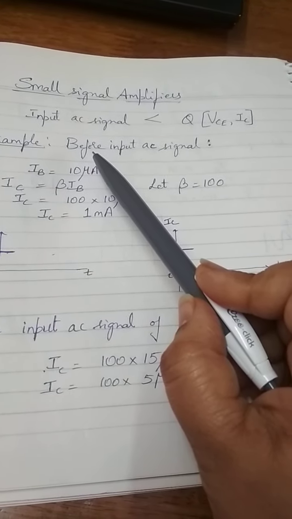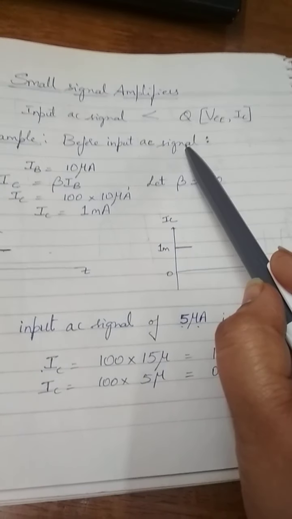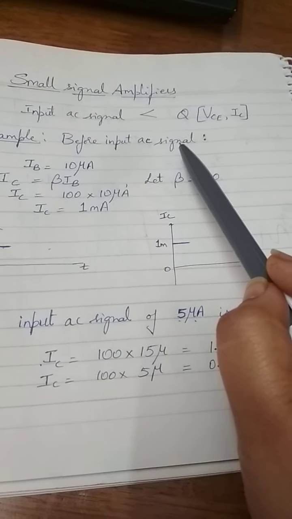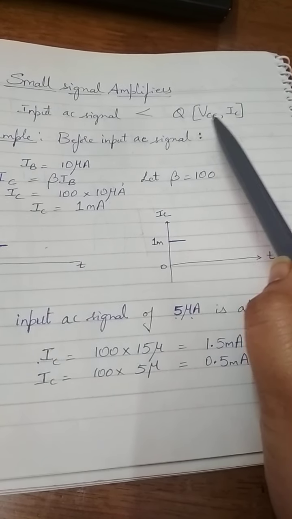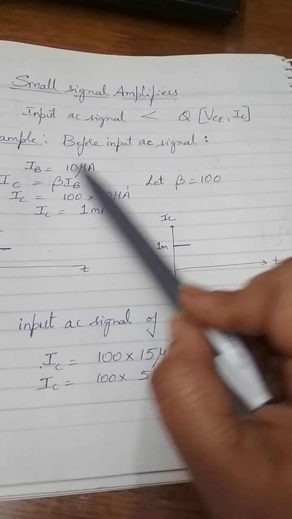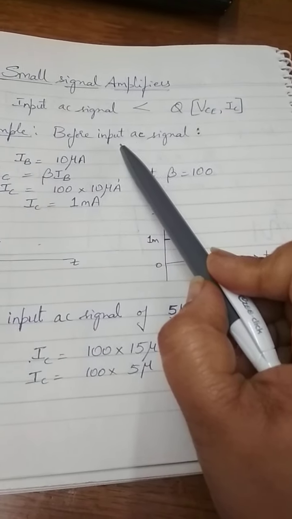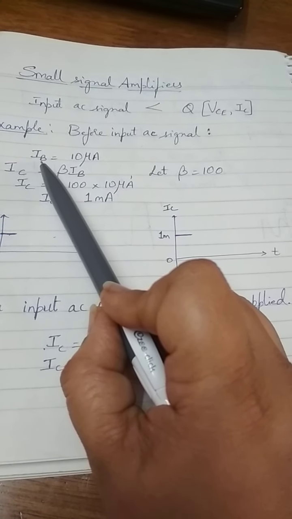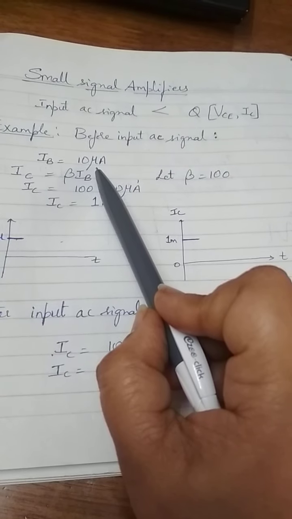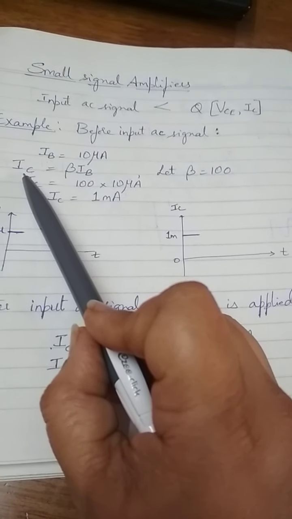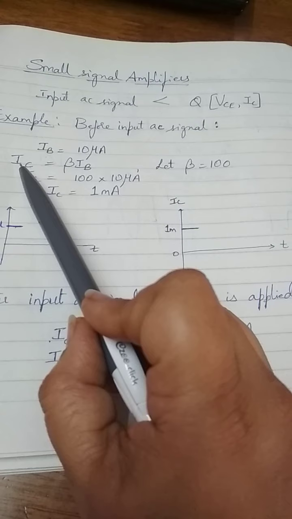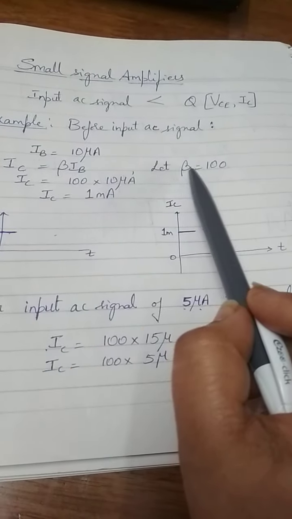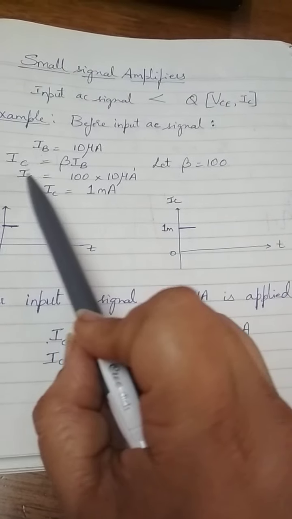First, we will consider the case before the input AC signal is applied. See, our transistor is biased properly by applying plus VCC, and VCE and IC values are set. So there are only DC values now in the transistor. Before the input AC signal is applied, let's take an example where IB, the base current, the input current, is 10 microamperes. So what will be the output current IC? According to the formula, you know that IC is equal to beta times IB. Now for this example, let us assume beta is 100. Then what will happen to IC?